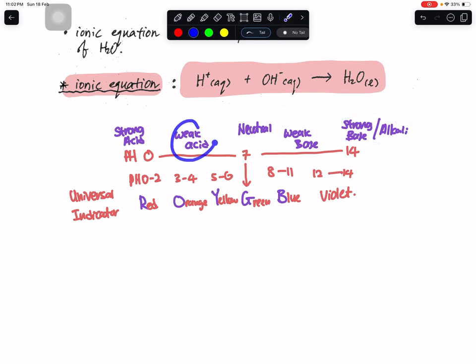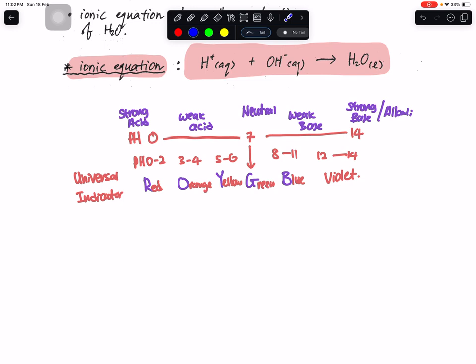So anywhere in between will give you your weak acid and your weak base. Apart from your pH, there's this friend that we know, called your universal indicator. What does your universal indicator do? Your universal indicator gives you different colors when the pH of that solution is of a certain range. Depending on what pH it is, the color will change respectively.